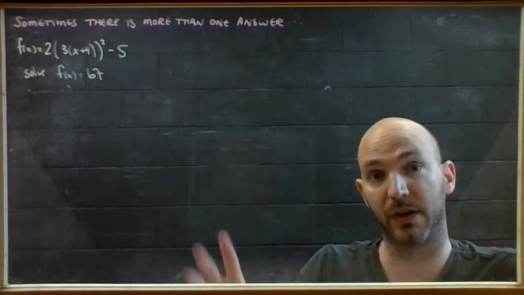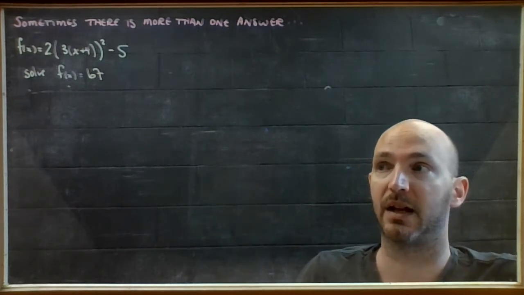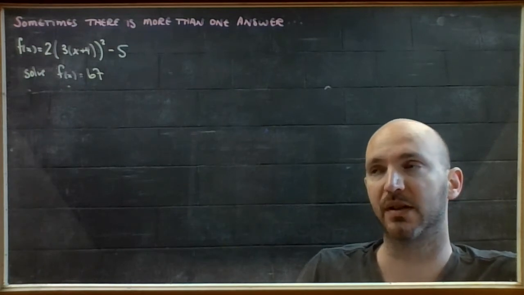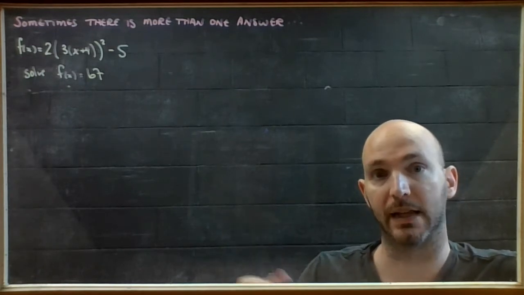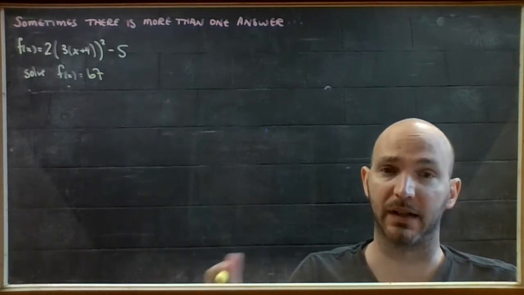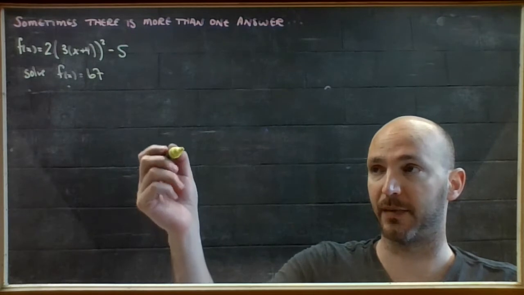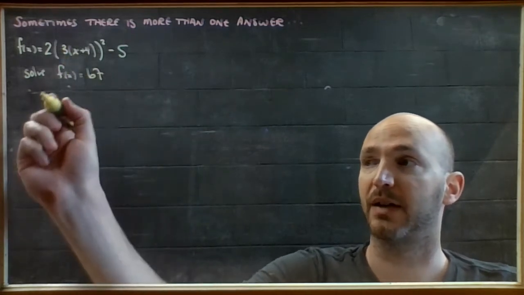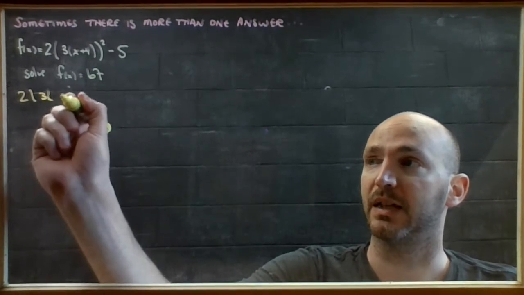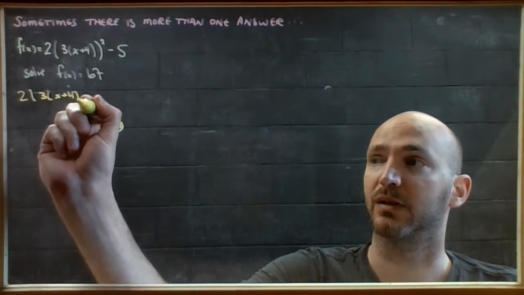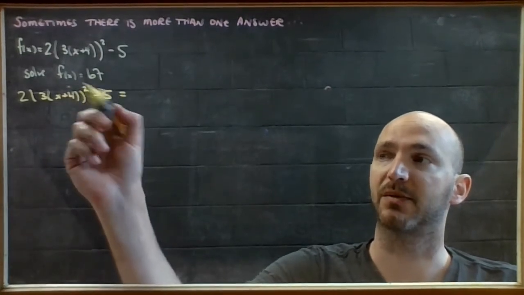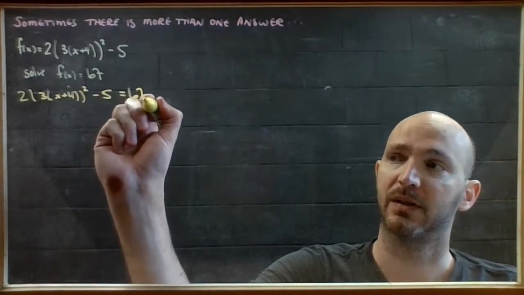I will do one here just for completeness. I'm going to go through and do the actual algebra, get the multiple solutions, and then we'll talk about why that's happening. So I'm going to run through this one in the more traditional manner. I'm going to start with my function, 2 times (3 times (x plus 4)) all squared minus 5. And I want to find the place where that function equals 67.